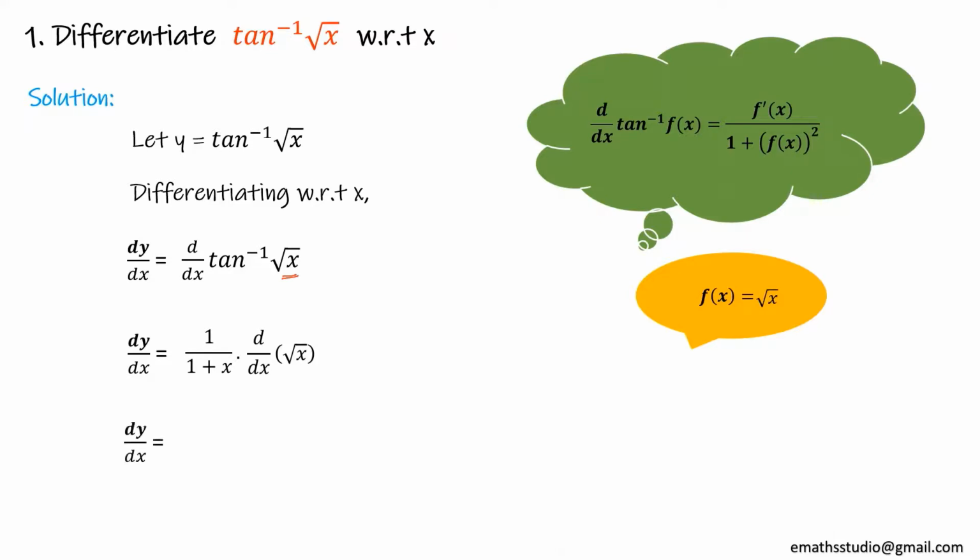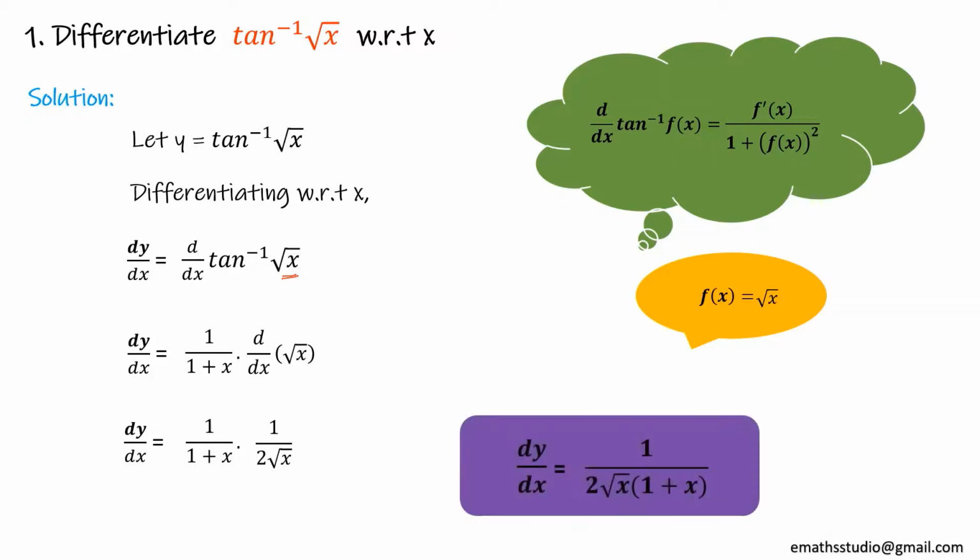Now in the next step you can write this as dy by dx is equal to 1 upon 1 plus x into derivative of root x. So what is derivative of root x? 1 upon 2 root x. So we are done with the differentiation. One may write the final answer as dy by dx is equal to 1 upon 2 root x into 1 plus x.